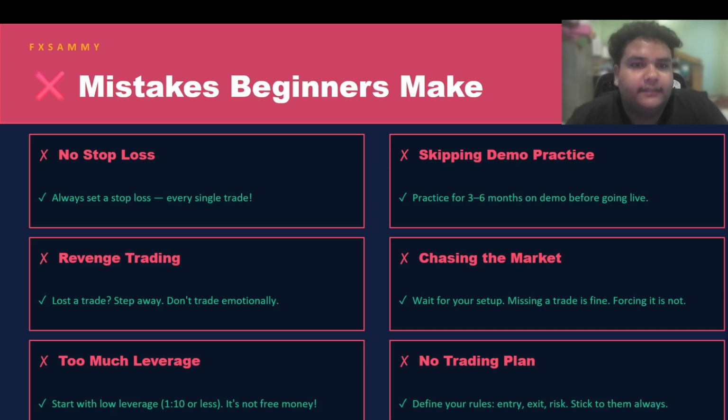Mistakes beginners make. Okay, first of all, what do beginner traders do? They take entries in a panic situation and they don't keep a stop loss. If the market is volatile and you are not keeping a stop loss, that is the first and most important mistake you are making. So always set a stop loss on every single trade. Maybe it's more pips or fewer pips, but it is compulsory to keep a stop loss.